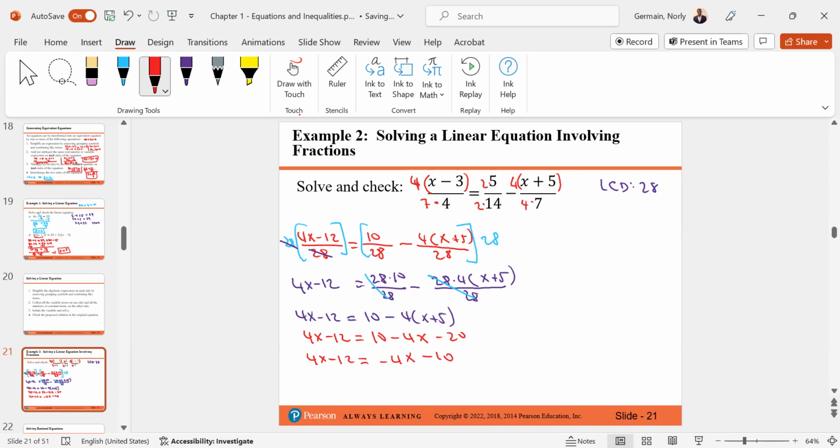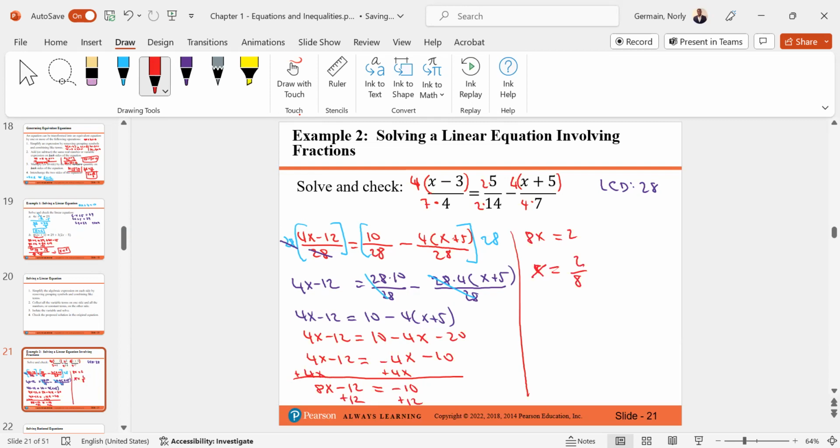How about we add 4x to both sides? It gives us 8x minus 12 equals negative 10. If we add 12 to both sides, we end up with 8x equals 2, because we cancel out the 12 and negative 12, and negative 10 plus 12 gives you 2. If you divide both sides by 8, you obtain 2 over 8. Remember, these two have a common factor.